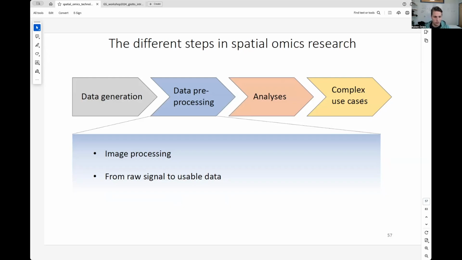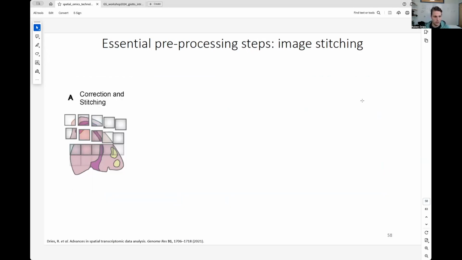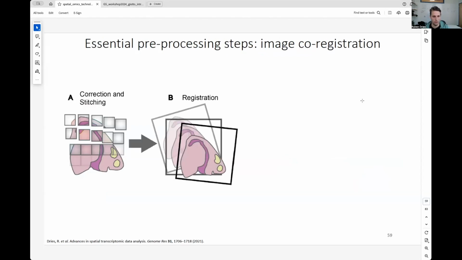There's image processing and then going from raw signal to usable data. I'm going to go through this pretty quickly. Sometimes you cannot analyze your whole image at once, so you have to do multiples, build multiple fields of view, and then correct for them in stitching.